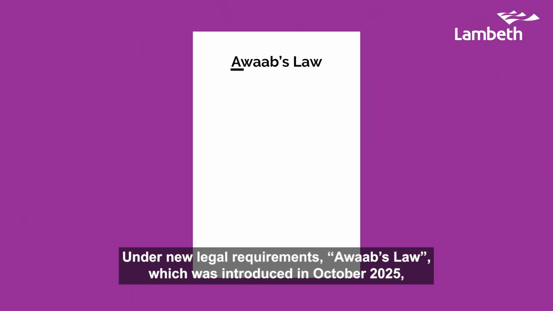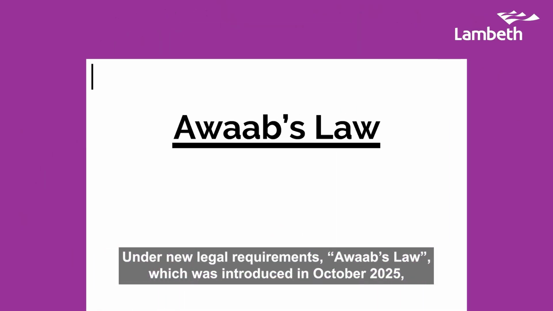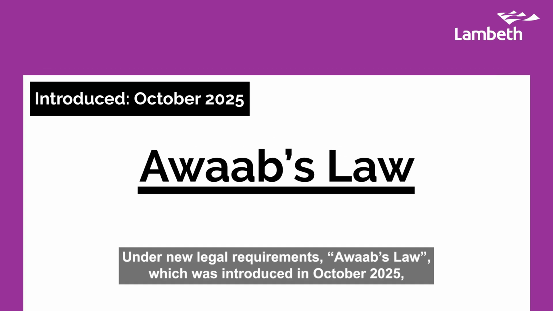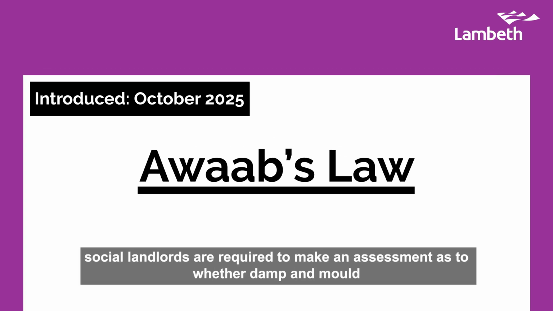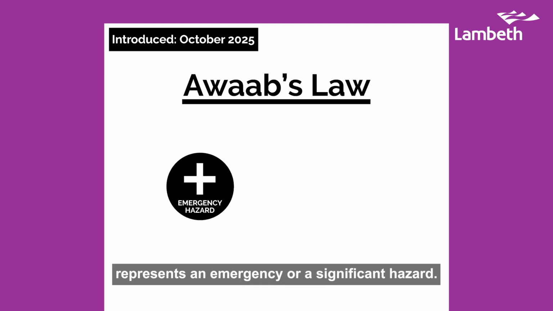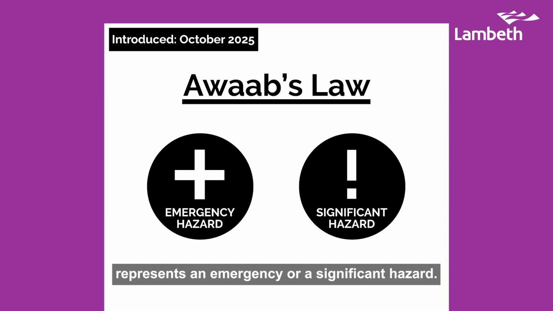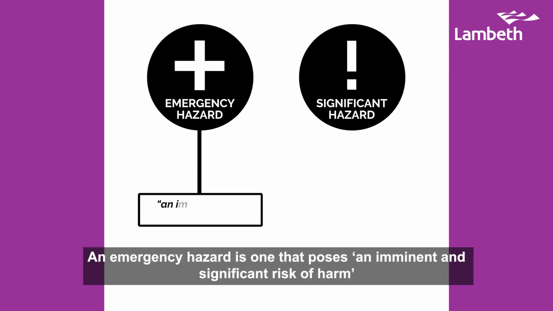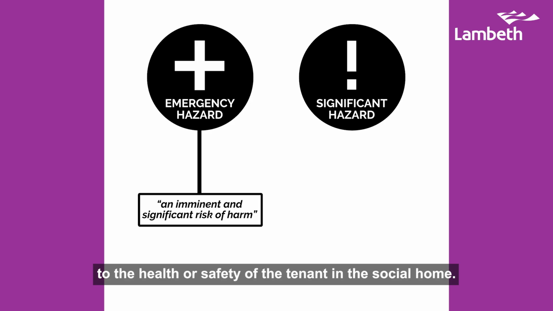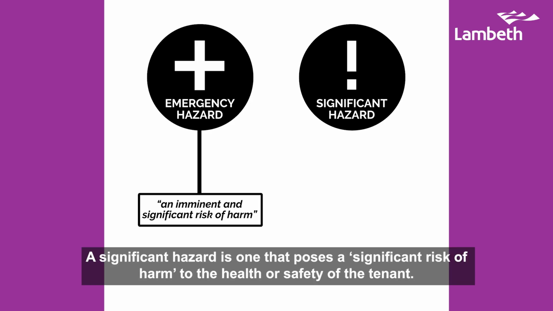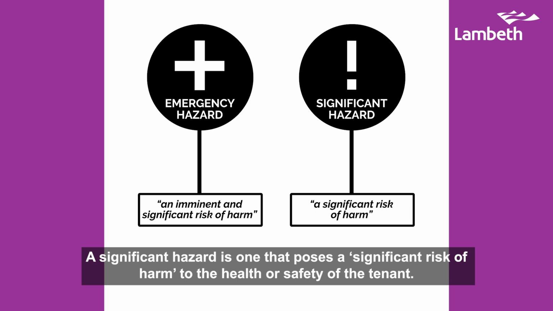Under new legal requirements, Awaab's Law, which was introduced in October 2025, social landlords are required to make an assessment as to whether damp and mould represents an emergency or a significant hazard. An emergency hazard is one that poses an imminent and significant risk of harm to the health or safety of the tenants in the social home. A significant hazard is one that poses a significant risk of harm to the health or safety of the tenant.